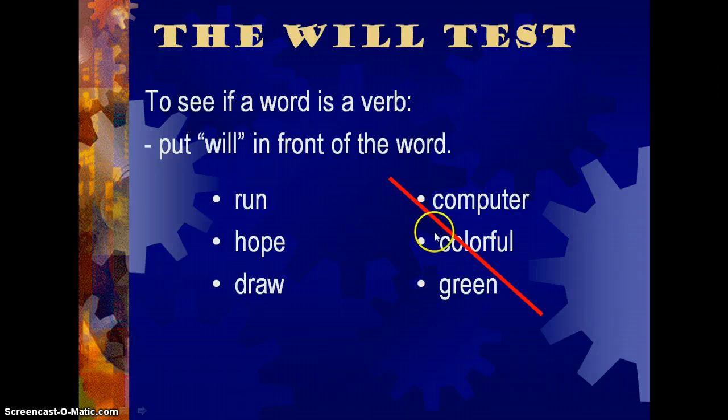So let's check all these words over here. These are non-examples. I will computer. No, that doesn't work. That doesn't make sense. Computer is not something that you can do. I will colorful. No, that doesn't make sense. Colorful is not something that you can do. I will green. Nope, green doesn't make sense. You cannot go in green tomorrow when you wake up. Doesn't make sense, so it's not a verb.